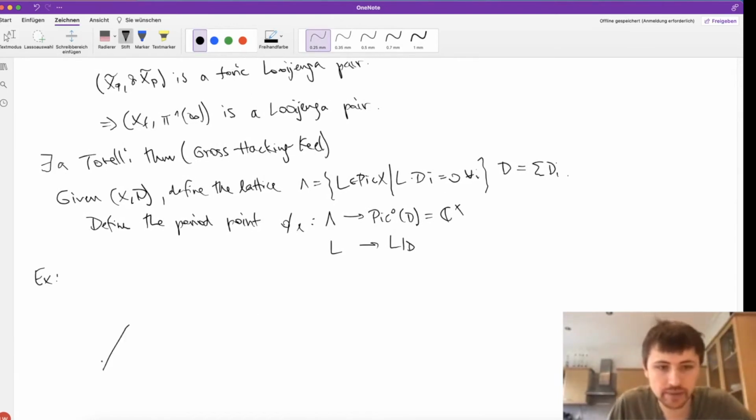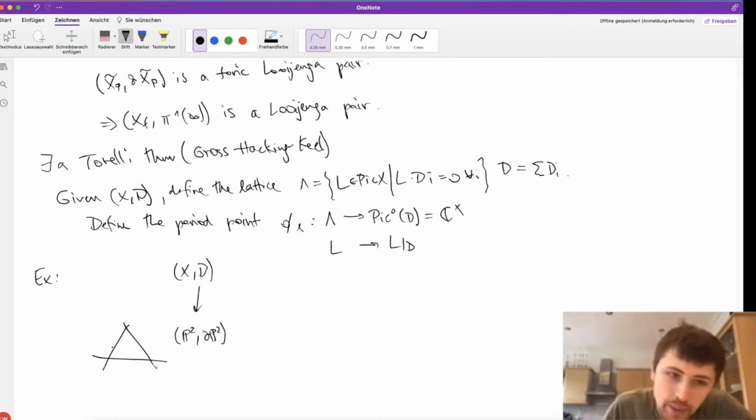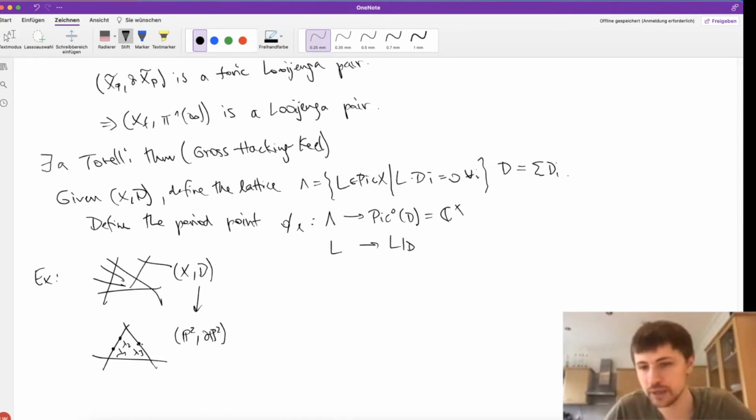I'm going to start with P2 with its toric boundary, so a triangle of lines. And I'm going to construct a Looijenga pair (X, D) by blowing up a few points. So I'm going to blow up once at lambda1, once at lambda2, and twice at lambda3. Okay, and let me label these exceptional divisors.